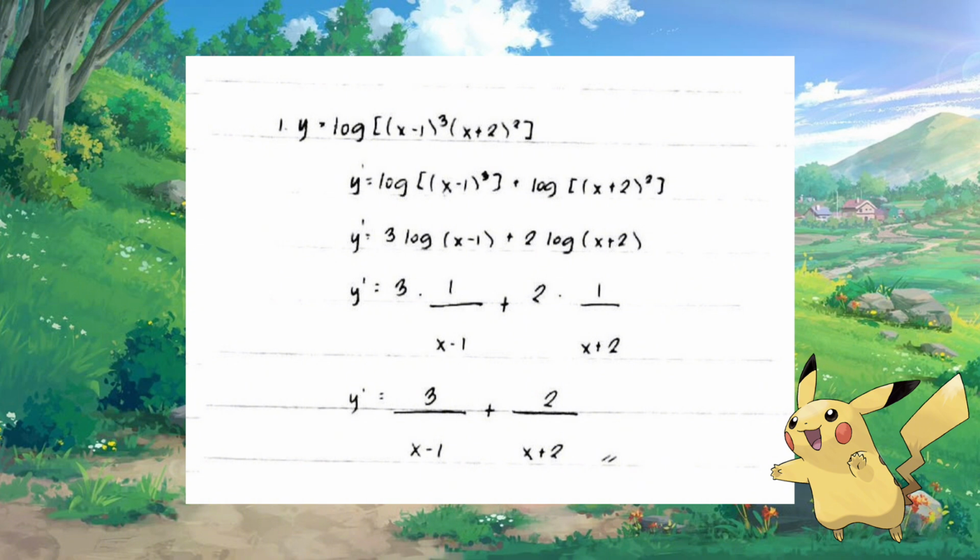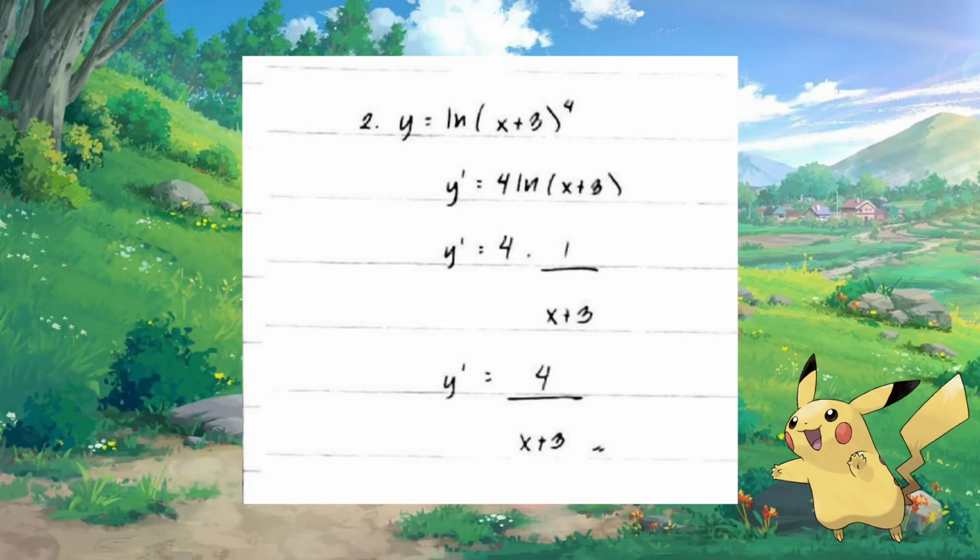And then, pwede siyang, yung mga exponents, pwede siyang dalhin sa harap gamit yung power rule ng logarithms. Kaya magiging 3 logarithm of quantity x minus 1 plus 2 logarithm of x plus 2. Ngayon, pwede na siyang i-differentiate. Kaya magiging 3 times 1 over x minus 1 plus 2 times 1 over x plus 2. And then, yung magiging derivative na natin kapag pinag-times siya ay dy dx is 3 over x minus 1 plus 2 over x plus 2.